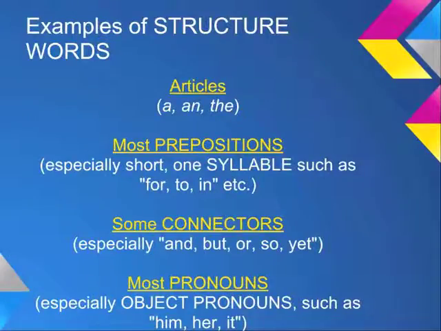Now, some examples of structure words are articles, such as a, an, and the. Most prepositions, especially short one-syllable ones, such as for, to, and with. Some connectors, especially and, but, or, so, yet. And most pronouns, too, especially object pronouns, such as him, her, or it.